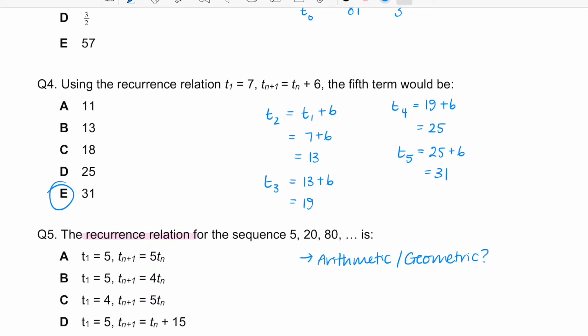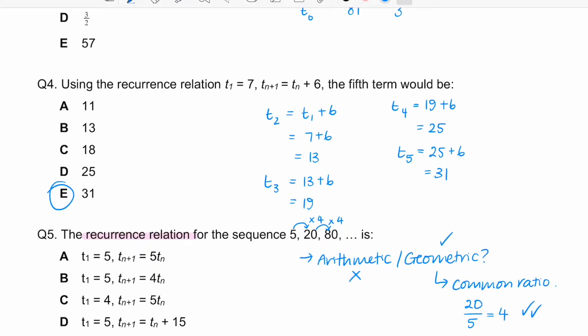So looking at my numbers, the difference between 5 and 20 is 15, but then the difference between 20 and 80 is 60. So it's definitely not going up or going down by the same amount. You can obviously see the numbers are increasing. So let's work out the common ratio. I'm going to take 20 and divide that by 5, and my ratio will be 4. So that tells me that if I take my first term and I multiply that by 4, I should get 20, which I do. And then from 20, if I multiply that by 4, I get 80. So it's definitely a geometric sequence.